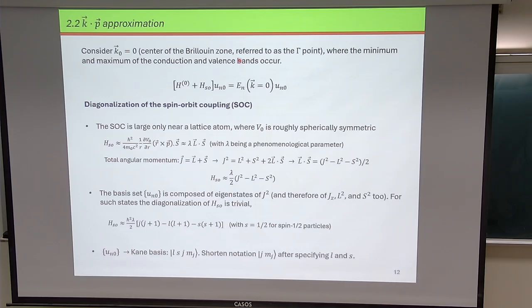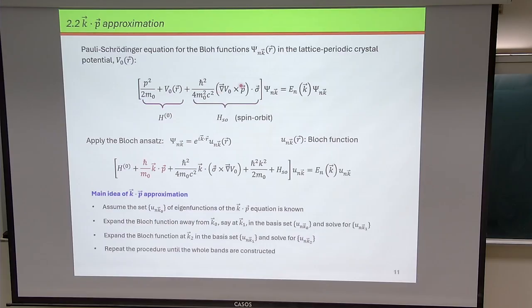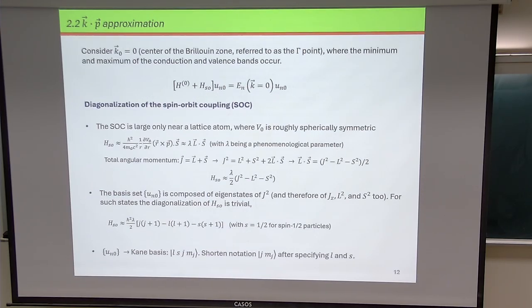Now, in order to diagonalize this equation, I need to diagonalize the spin orbit. So I need to do some approximation. The spin orbit is atomic spin orbit, so the potential close to the atoms is roughly spherically symmetric. So I can approximate this potential as spherical, then the gradient of the potential in this equation can be written in this form.